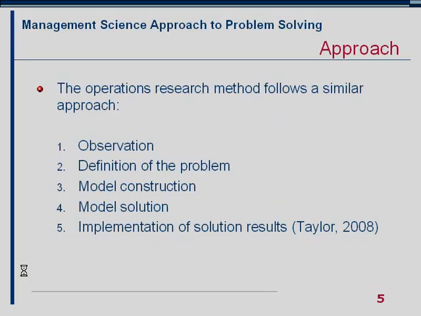The operations research and/or management science method follows a similar approach. First of all, we observe the system itself. We create a definition of the problem. We create a model, an abstraction of the system. We get a solution using various techniques that we're going to discuss later on in the course, and hopefully we'll be able to implement the solution results. If we're unable to implement the results from formulating and solving our model, then for the most part our work has been useless. So we want to make sure that we follow this 5-step process.